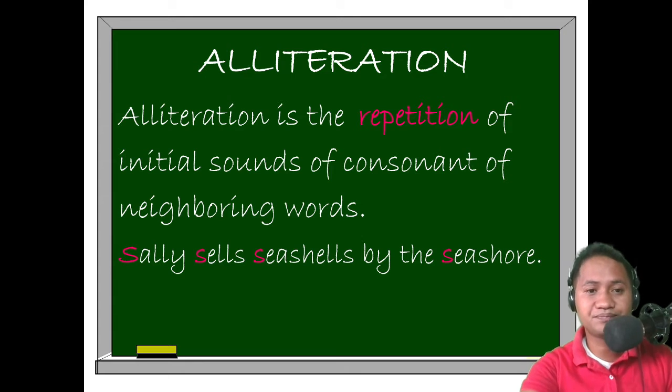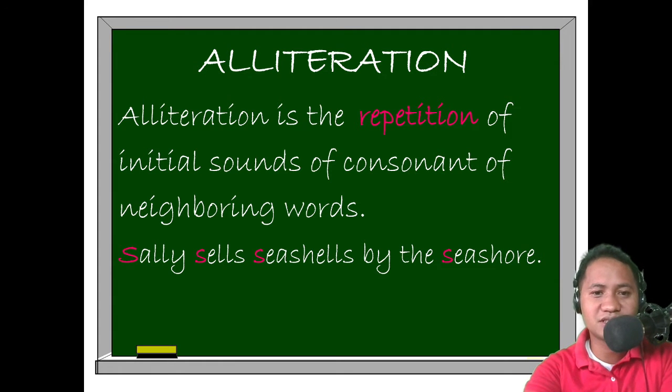Repetition of consonants. Consonants do not include A, E, I, O, because they are vowels. Consonants are B, C, D, F, and the rest of the alphabet that are not vowels. Those are consonants.